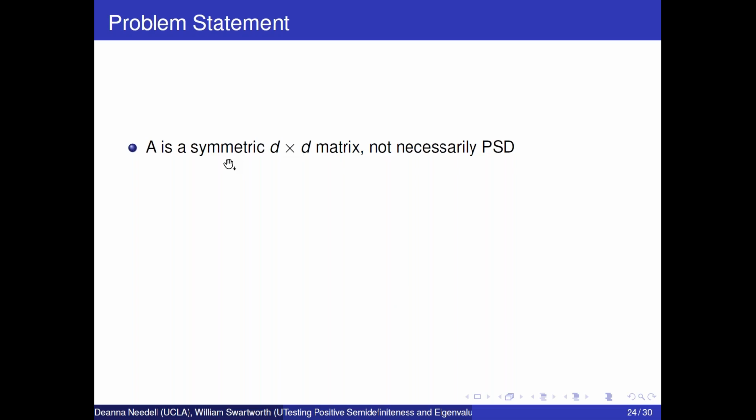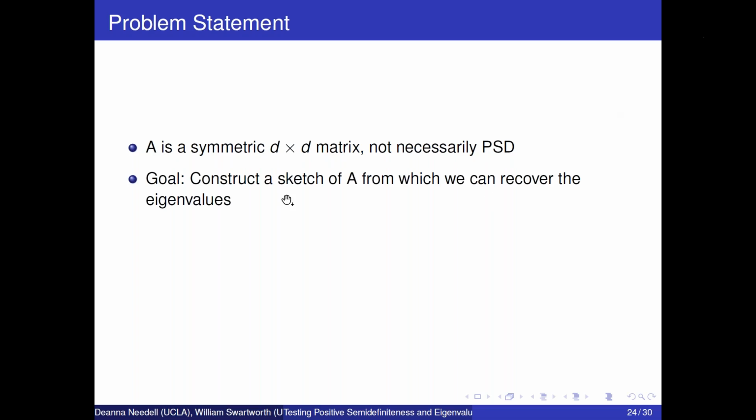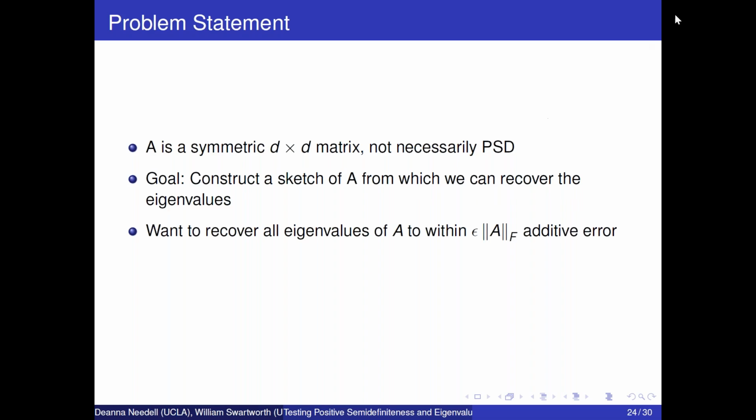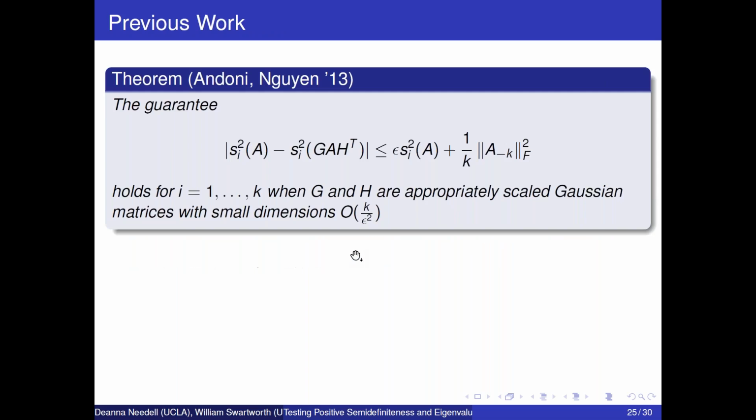So one thing we can do is actually estimate all the eigenvalues of an arbitrary matrix using these techniques. If A is a symmetric d by d matrix, not necessarily PSD, then we can construct a sketch of A from which we can recover all the eigenvalues of A. We want to recover every eigenvalue up to some additive error, which I'm going to call epsilon times the Frobenius norm of A, which is the 2 norm of A. How small can such a sketch be? Well, there's some previous work, and I'm not going to get into it.